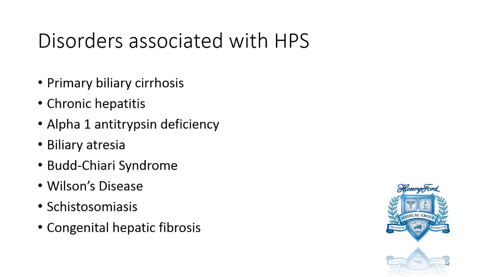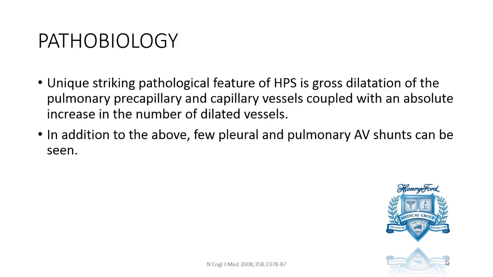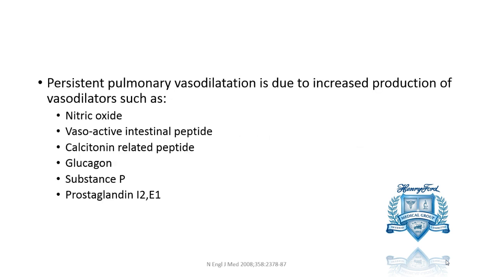So the disorders that are associated with hepatopulmonary syndrome: any chronic liver disease, chronic hepatitis, primary biliary cirrhosis, alpha-1 antitrypsin deficiency, and so on. The pathobiology comes with a definition. There's gross dilatation of the precapillary and the capillary vessels, coupled with increase in number of dilated vessels. There's also noted to have pulmonary AV shunts in these patients.